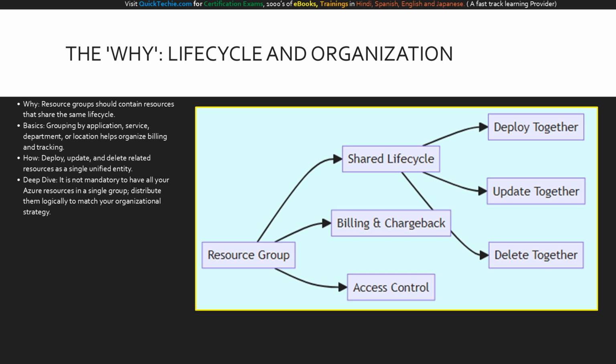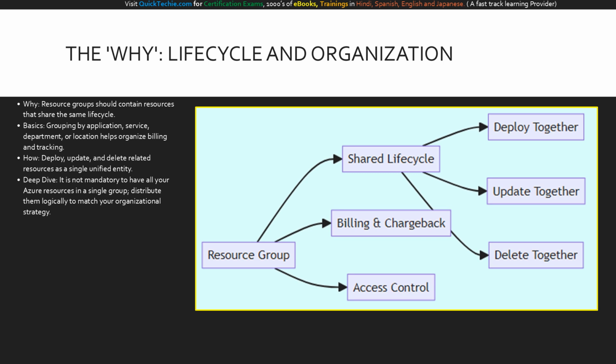For the basics, you should organize your groups by application, department, or cost center to streamline billing and tracking. How does this help? It allows you to manage related components as a single unified entity. As a deep dive organizational strategy, avoid putting every resource into one massive group. Distribute them logically to align with how your business operates and scales.